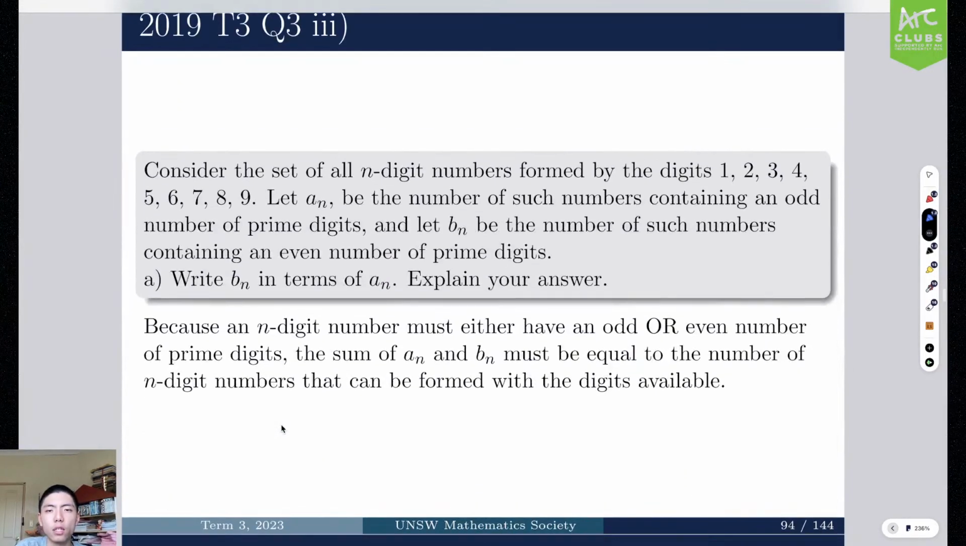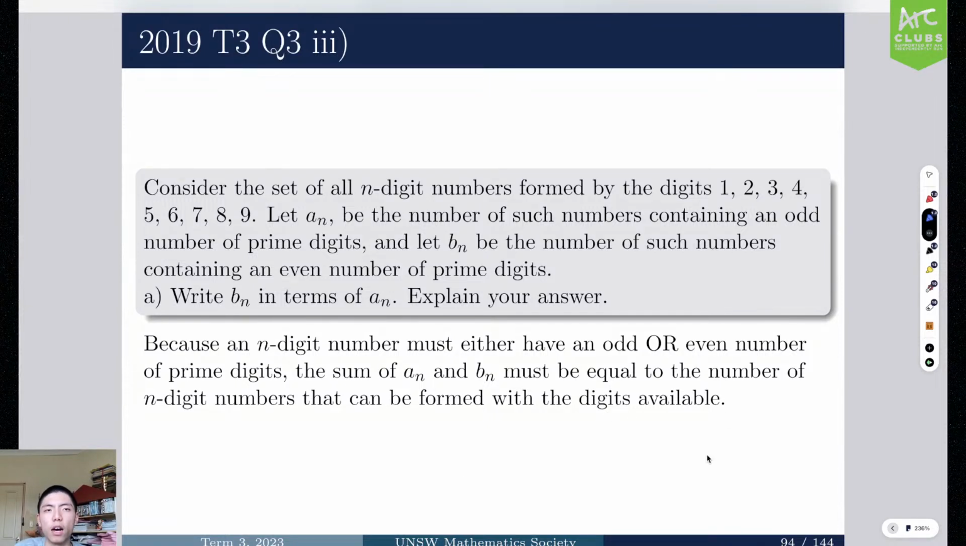How we are going to do this is because we know that they have to have either an odd or an even number of prime digits, exclusive, then the sum of An and Bn must be equal to the total number of n-digit numbers that can be formed, right? Because it can only be an even number of prime digits or an odd number of prime digits.